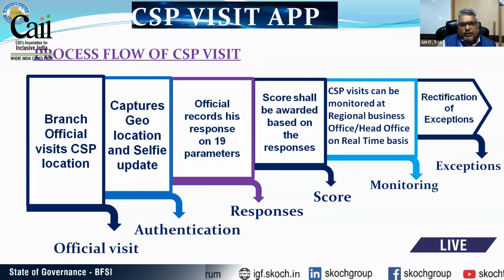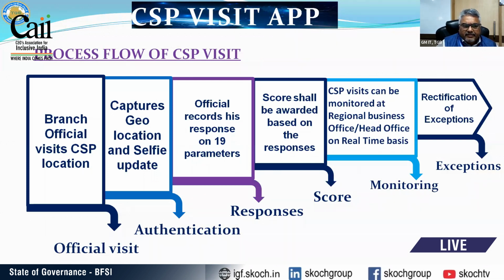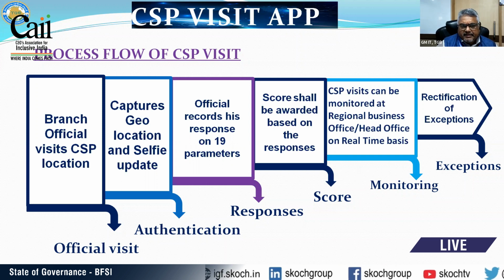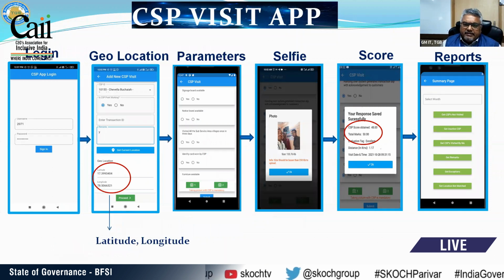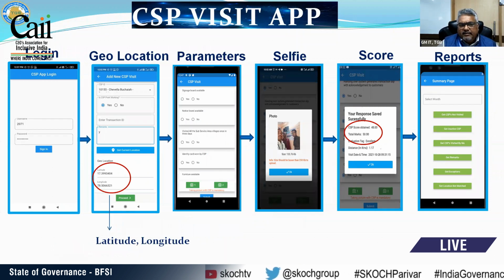Now, the process flow of a CSP visit: the branch official visits the CSP, and first captures the geolocation and does the selfie update. He records a response on 19 different parameters which we have said are required for running a CSP point. Based on his response, the score will be made and monitored, and the exceptions also will be monitored. This PPT slide indicates the login, the geolocation, and the various parameters.